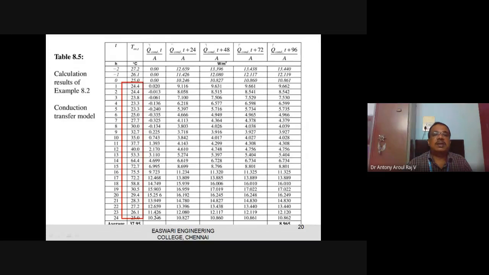I'm filling the table here. Okay, so what is that? This is the Q conduction, first iteration. By seeing that, you will think that this is correct. This is not correct. Why am I saying this is not correct?